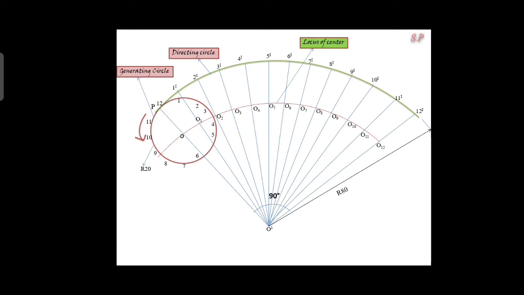After locating these points, we are going to draw the locus arcs for each point on the generating circle. First I am going to draw the locus arc from the points 1 and 11. O dash is the center. Locus of the arc 1, 11, and next locus of the arc 2, 10, next locus of the arc 3, 9, and locus of the arc 4, 8, and 5, 7 locus arc, and the 6th locus arc, you draw it.